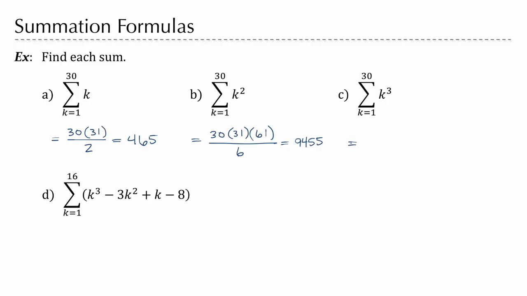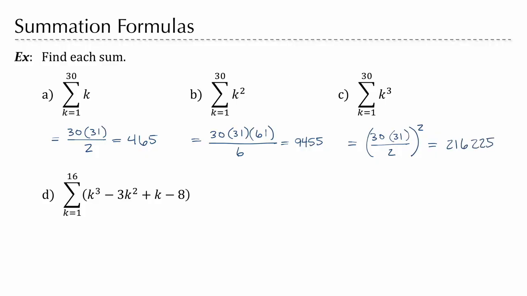Now, what it looks like here for cubes, remember, is the same as we did for just adding the numbers. So we'll have 30 times 31 divided by 2, but then we take that and square it. And when we do, we get a much bigger number because essentially you're taking 465 and squaring it, and this gives you 216,225.